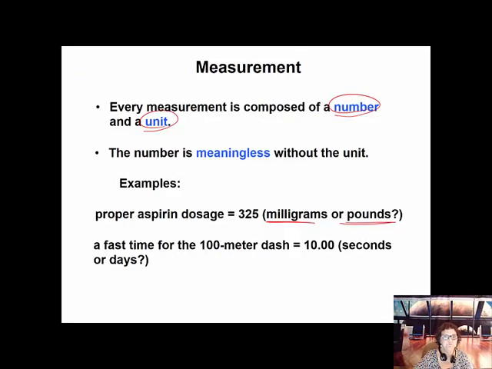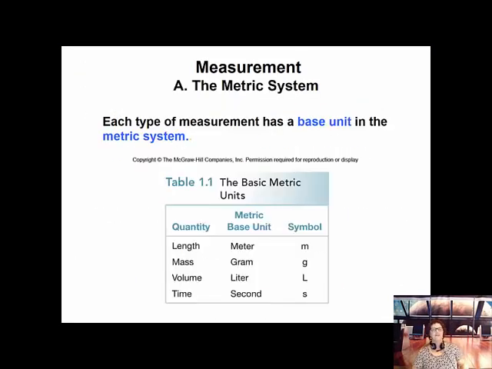Each type of measurement has a base unit in the metric system. If you have a gram, that's what we're using as our base unit for mass. We've weighed something out, we know how many grams it is, but mass is really what we're looking at. Length is the meter, and that's a little m, just like grams is a little g. The liter is the volume, and it's a capital L. And then time, one that we're familiar with, is the second. Those are our basic metric units that we're going to be using.